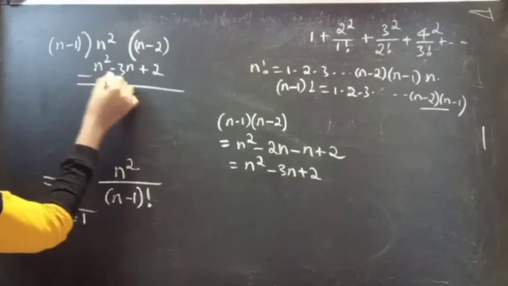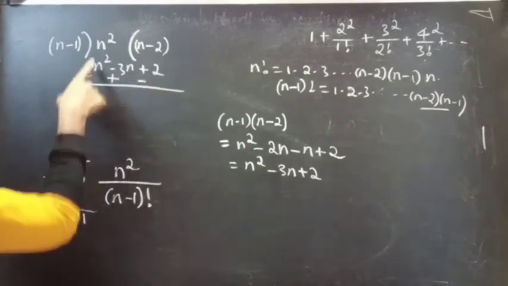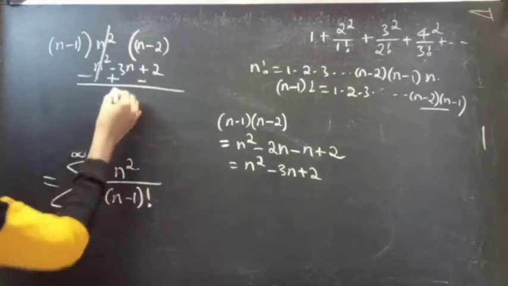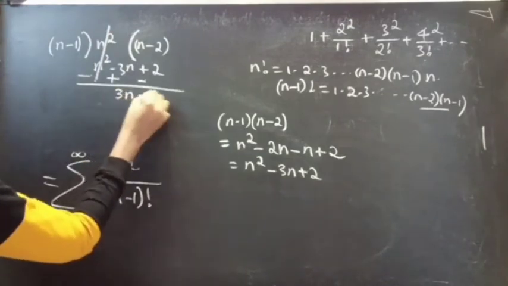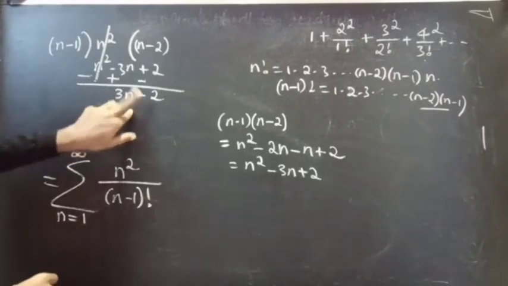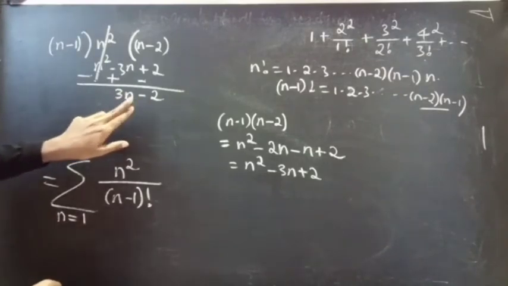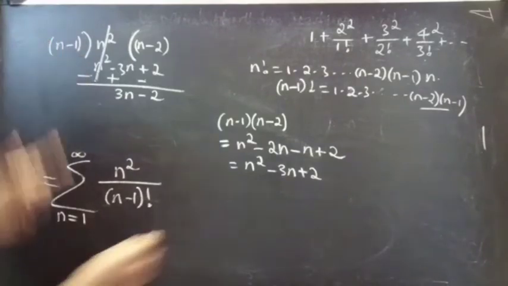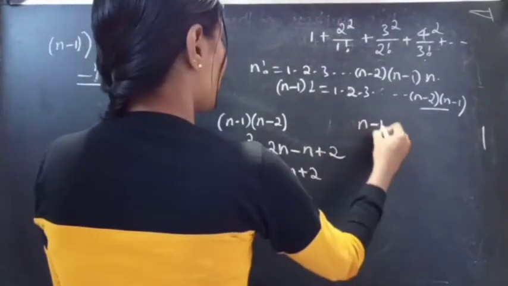Now change the signs. See here. Now we'll cancel plus n square and minus n square. We get 3n minus 2. Here again you have an n term, so in order to cancel this, we'll again use n minus 1.